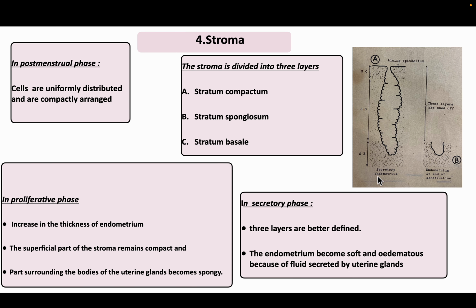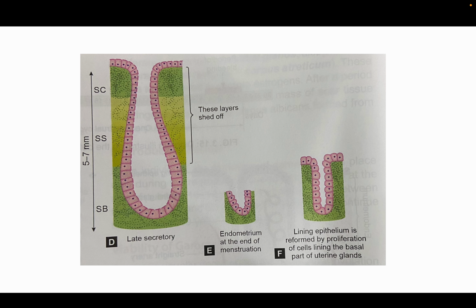In the secretory phase, the three layers are better defined. Now this is the secretory endometrium, in which the stratum compactum, stratum spongiosum, and stratum basale are well defined. The endometrium becomes soft and edematous because of the fluid secreted by the uterine glands. This is again the diagram showing this. You can see the late secretory phase, this is how it is. All the layers are well defined.